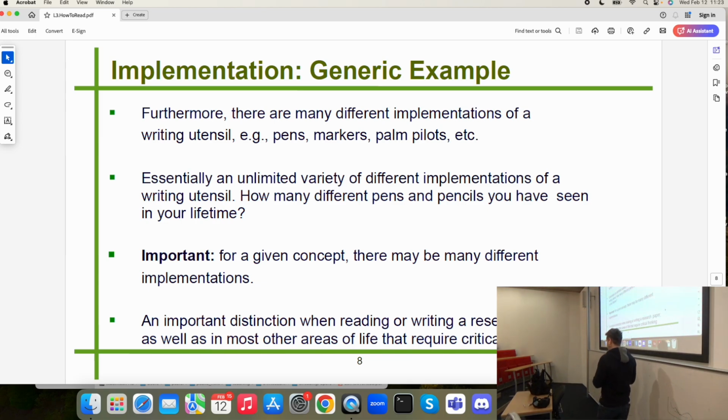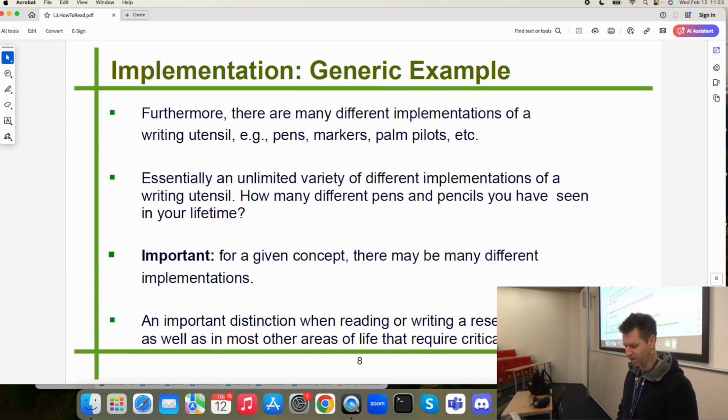Carrying on with this theme, for any given concept, there are an infinite number of implementations. So there's a one-to-many mapping between idea and implementation. Writing utensil has an infinite number of different implementations. If we all take out the pens and pencils in our pockets and our backpacks, every single one of them is going to be slightly different. Every implementation is going to be a little bit different.